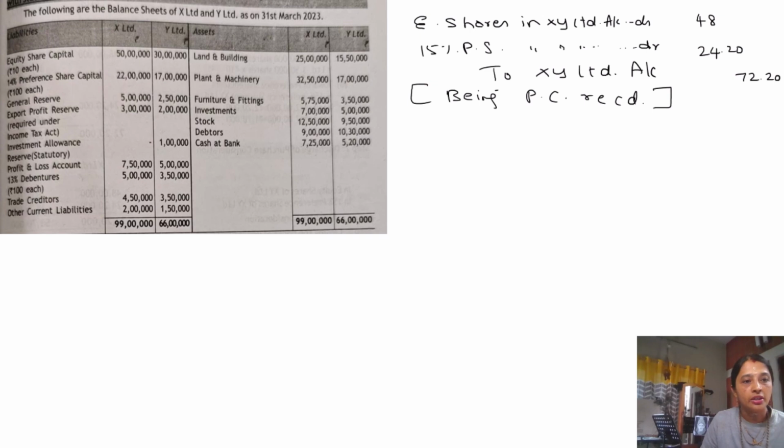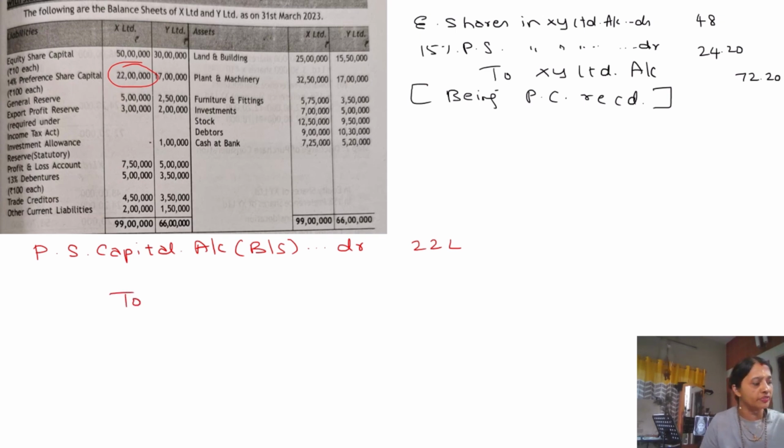The entry will be preference share capital account, which is there in the balance sheet of X Limited. Debit. How much is the preference share capital due? The due amount is 22 lakhs. Now, credit. How much are you giving them? You are giving them to preference shareholders account 24 lakhs 20,000.